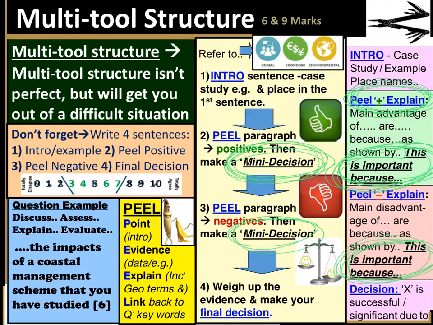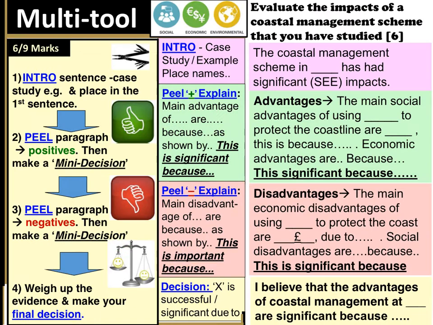The answer structure on the following slide, you'll see that we've removed all the stuff from the left here. We've moved over everything to the left to give a space for a sample answer on the right hand side. So sample answer on the next slide. On the left hand side here, we've got the introduction, PEEL positives, PEEL negatives, mini decision, and your final overall decision where you've weighed up your evidence.